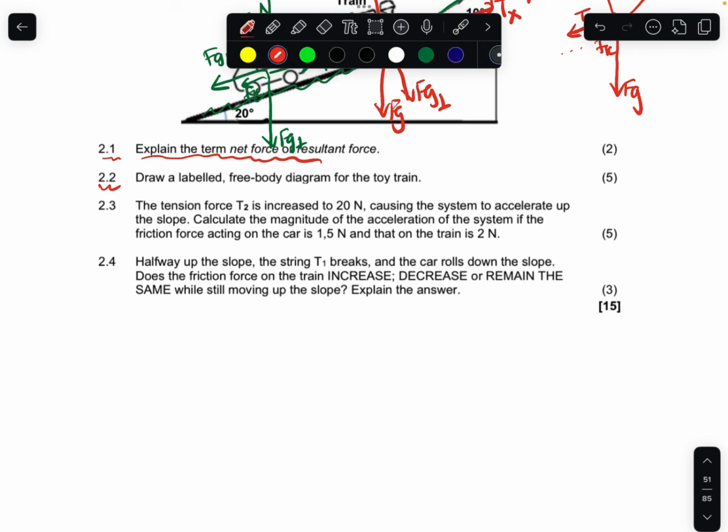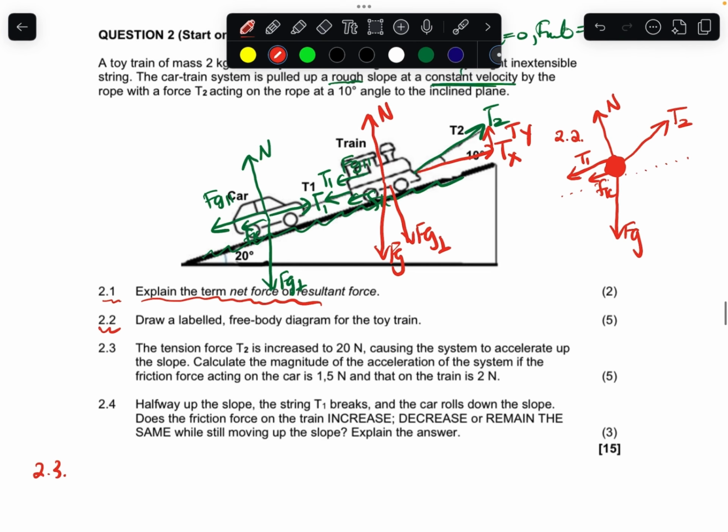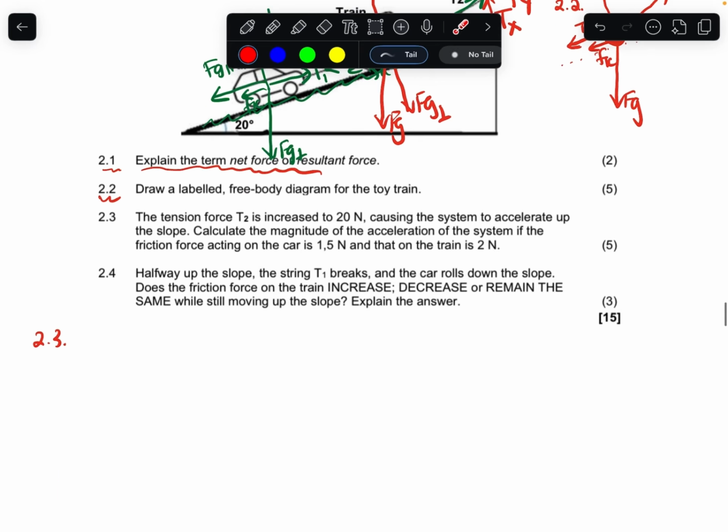Now what are we going to do in 2.3, guys? We're going to use the simultaneous equation. Why? Because we want the acceleration of this system, and yet we do not have this tension here. So we have two unknowns. Two unknowns, that means it's a simultaneous equation. So I'm going to create an equation for the train first. Train, and using the formula F net is equal to MA. You must write this equation, guys. It's going to give you marks.